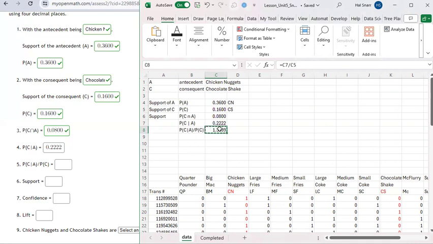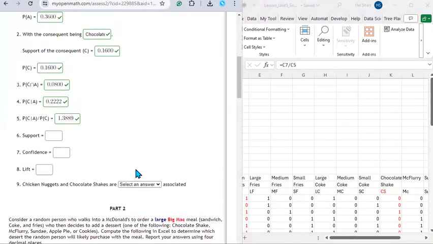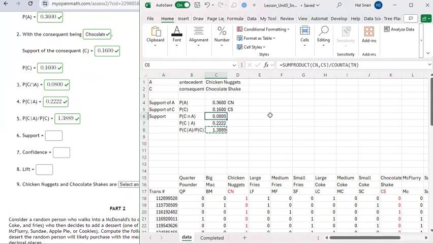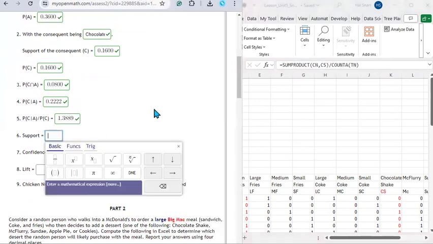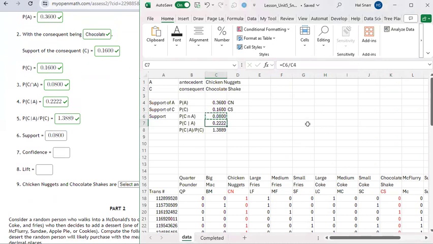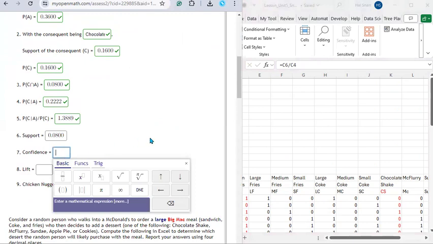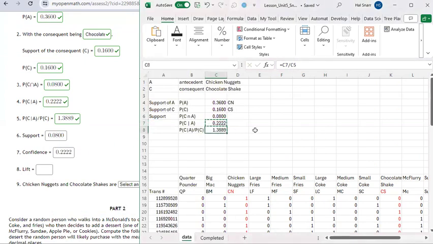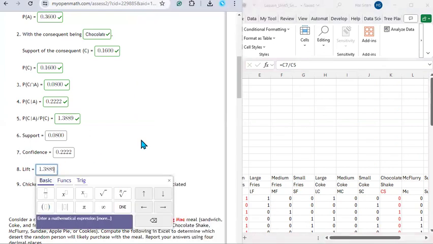So this last item here is not a probability. It's not between 0 and 1. The support, as I mentioned above, is that. The confidence is the conditional probability. Confidence, conditional probability. And then the lift is the joint probability divided by the product of marginal probabilities. That's another way to do it.